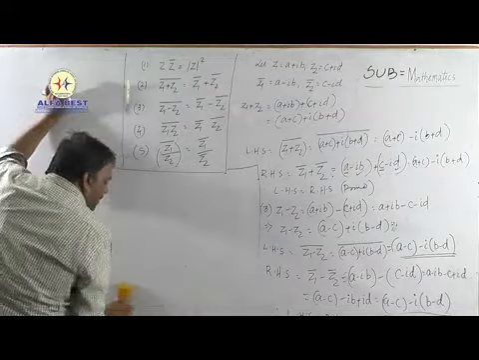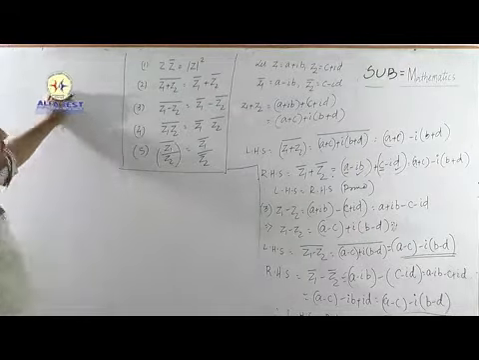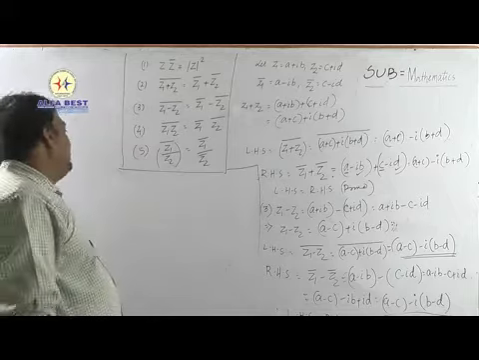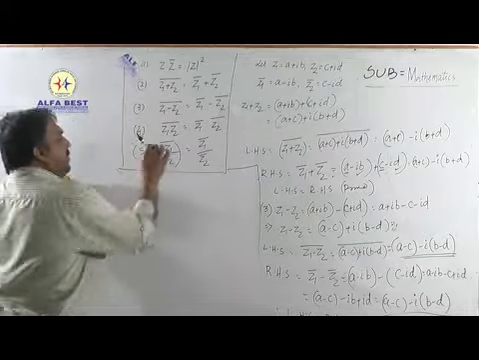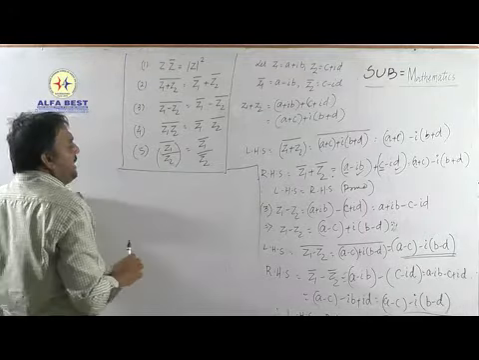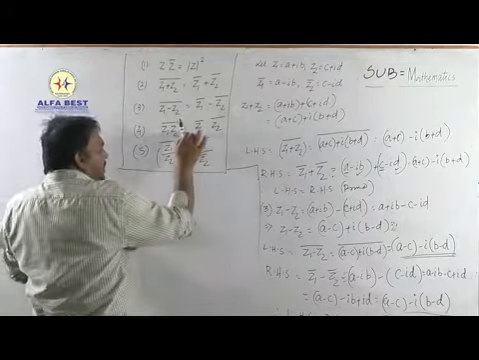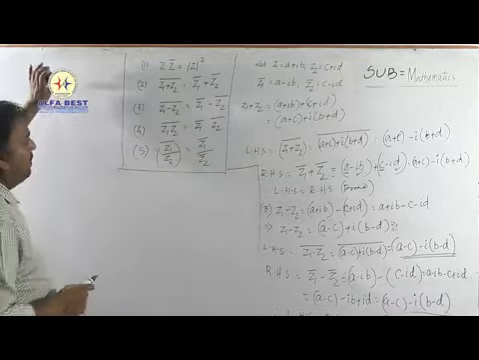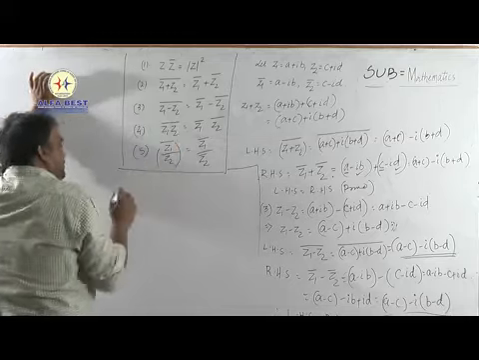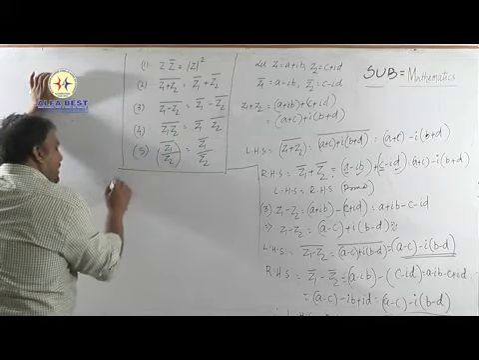Your question number 4 is the product of two complex numbers and its conjugates. So LHS is the conjugate of the product of two complex numbers, RHS is the product of the two conjugates. Now we will find Z1 Z2 for question number 4.